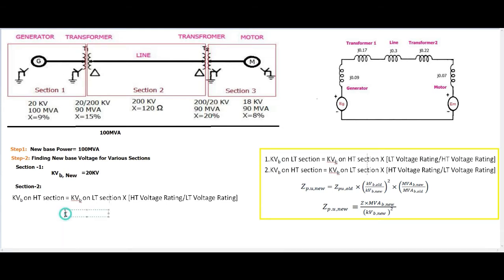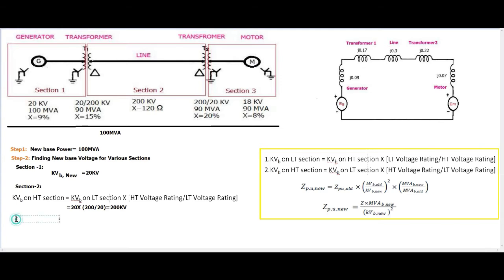Now KVB on the LT section, we have found out as 20 multiplied by the HT voltage rating. What is the HT voltage rating? 200 divided by 20, both get cancelled, 20, so you will get only 200 kV. This is for section 2, correct, this is for section 2.